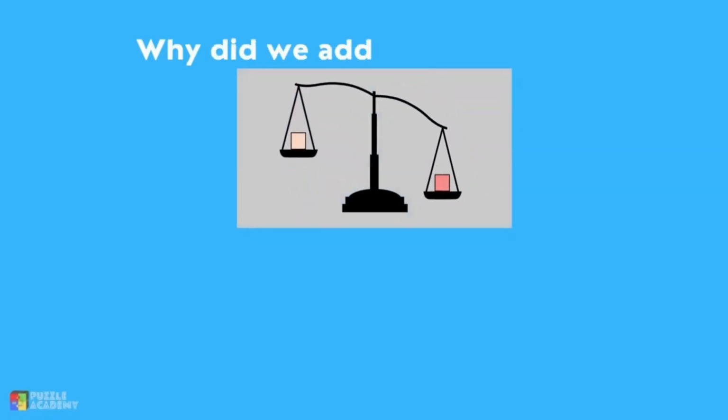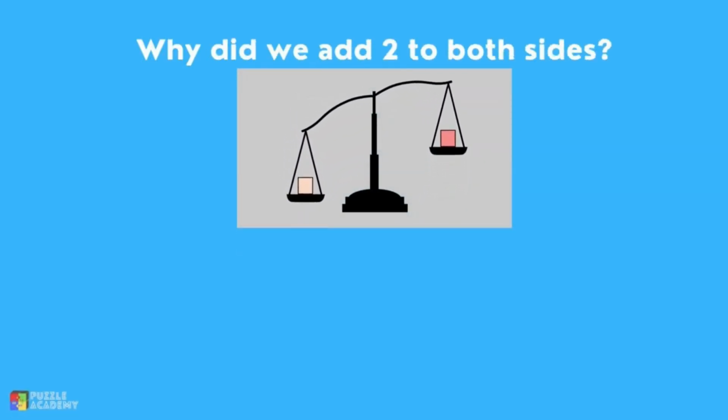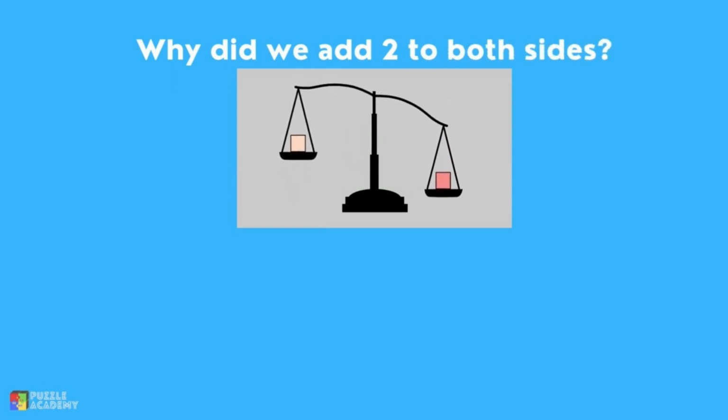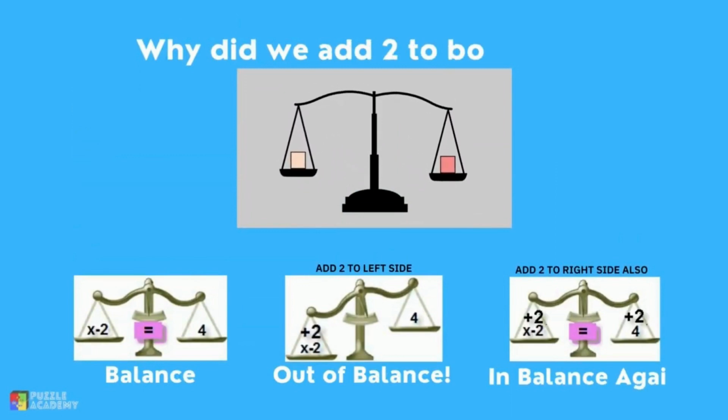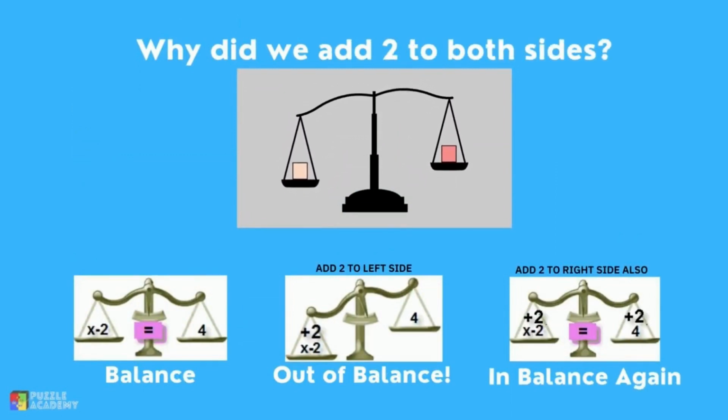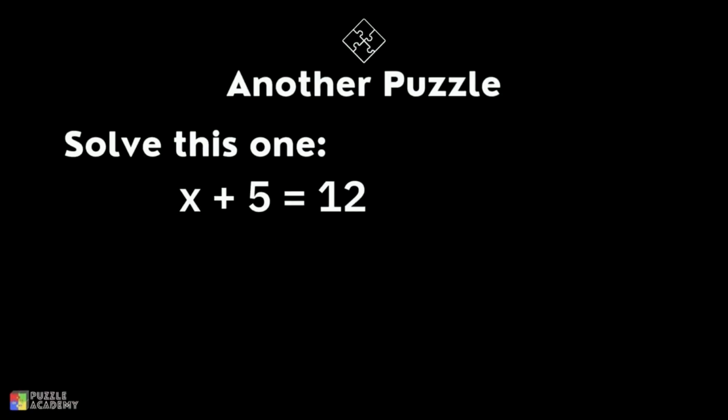Now, why did we add 2 to both sides? Of course, to keep the balance. Just remember this, to keep the balance, what we do to one side of the equality, we should also do to the other side. Now, let's try another puzzle.